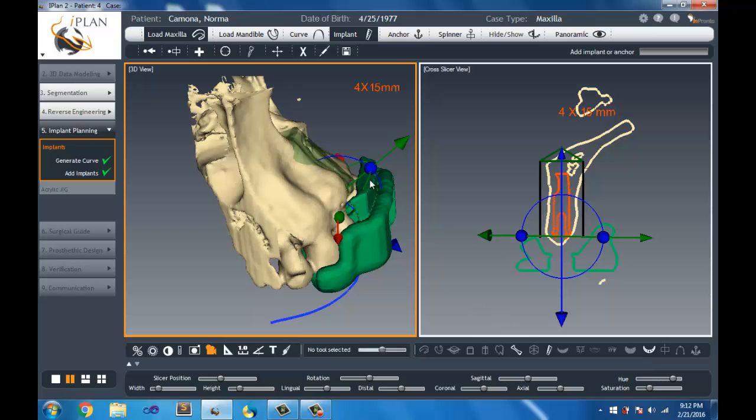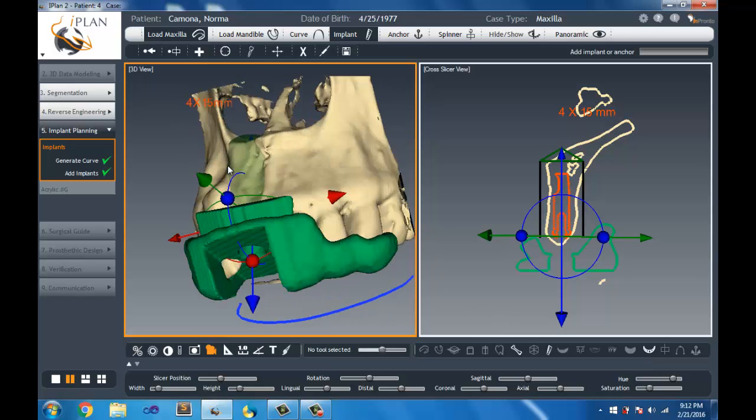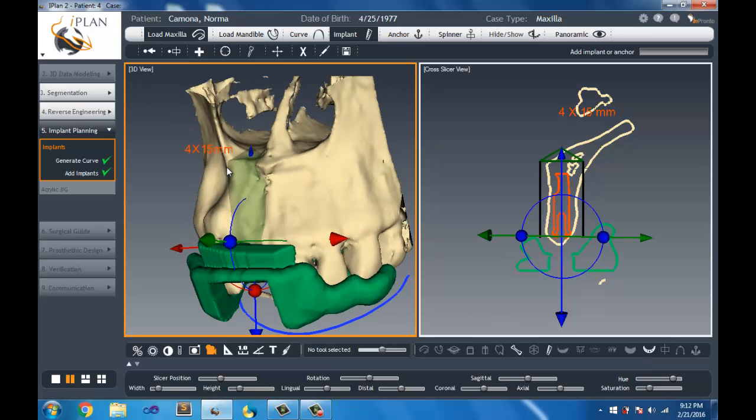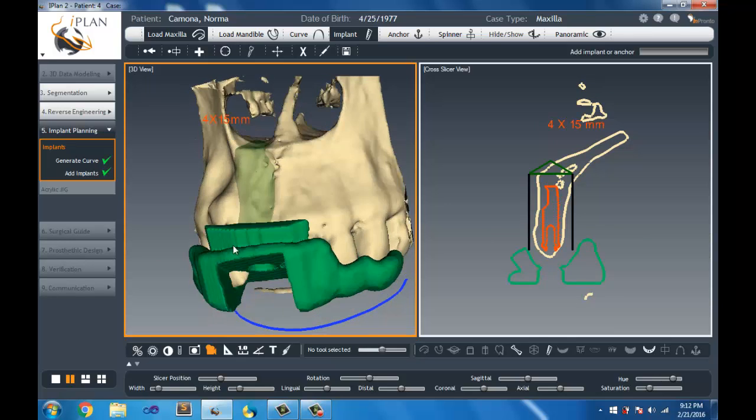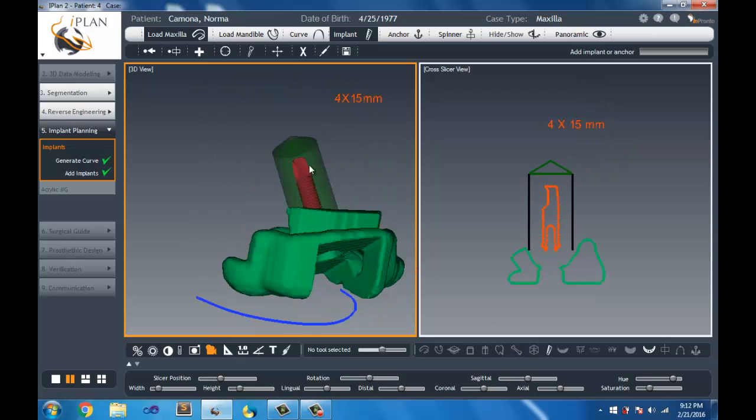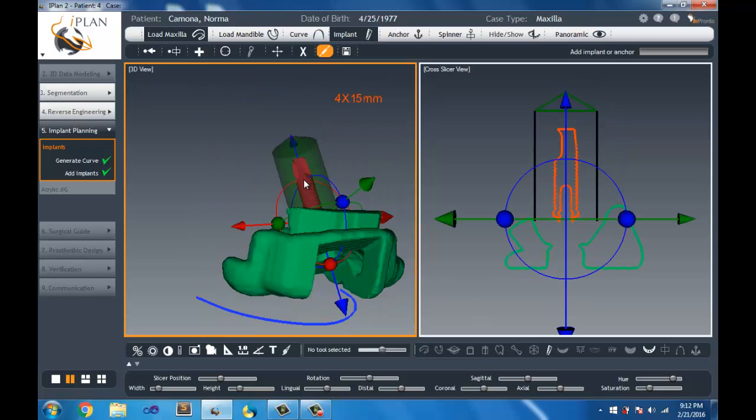Finally, if you remove again the cross slicer and look at the safety zone that the system traces around the implant, it tells you the amount of bone that will be needed to be augmented to the buccal and the lingual around the implant. In this case, you can see the green zone around the implant, which is the actual bone that will be necessary to get good osseointegration.